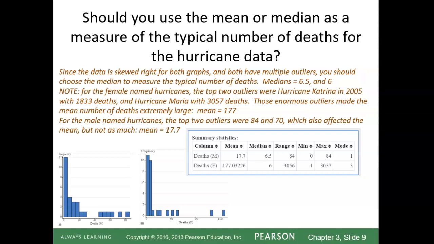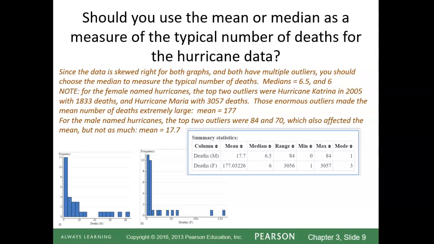deaths from the hurricanes of 177. And for the male named hurricanes, the average was 17.7. There were two outliers in that data set, and you can see that in the graph. The graph is not totally representative of the data, because on the female named hurricanes, you can see that the largest number is 150. It doesn't go out to 3,057.